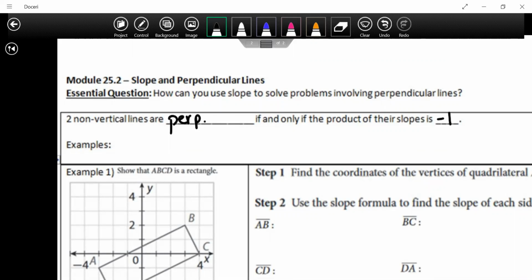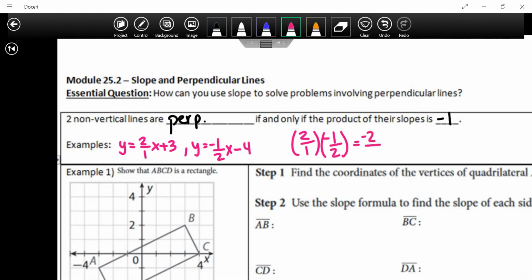Let's say I have the equation y equals 2 over 1 x plus 3. And let's look at y equals -1/2 x minus 4. What are our two slopes? 2 over 1 is our first slope. The other one is going to be -1 over 2. If we multiply these, we get -2 over 2, or just -1. Yes, that means they're perpendicular.